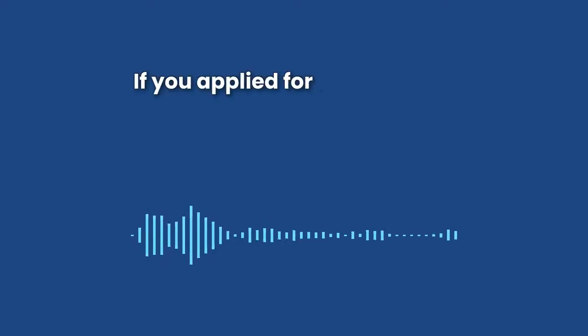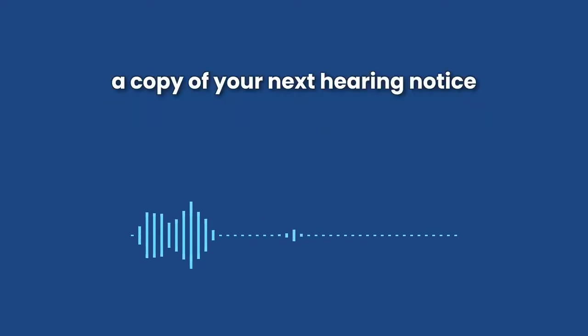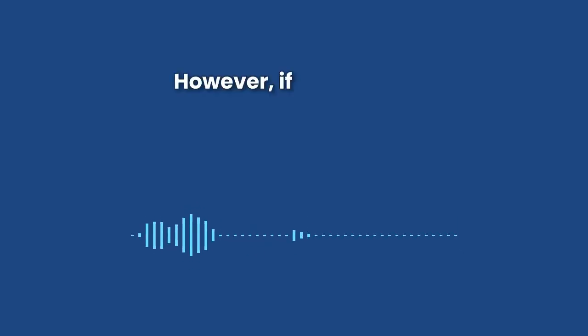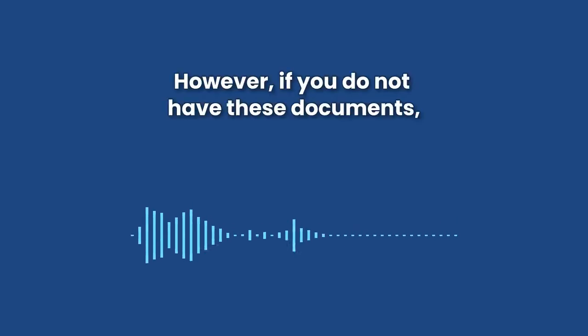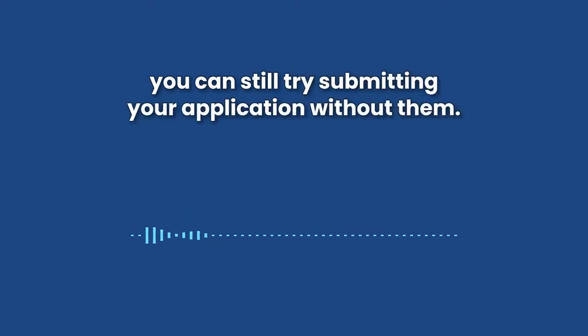If you applied for asylum with immigration court, you can submit a copy of your next hearing notice in the immigration court along with a copy of the first page of your Form I-589 application for asylum with a stamp confirming receipt by the immigration court. However, if you do not have these documents, you can still try submitting your application without them.